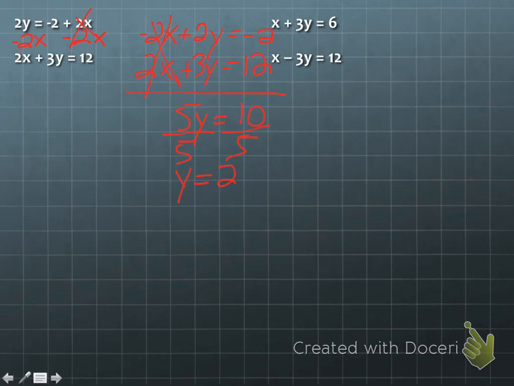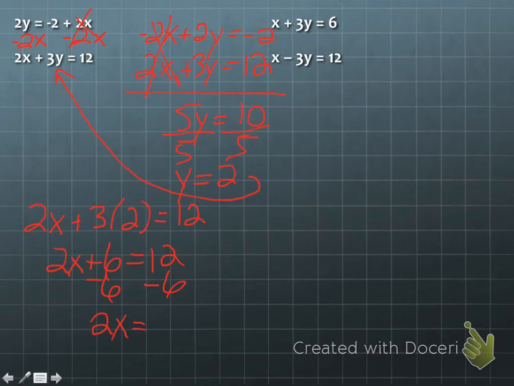Then to find out what x is, I can plug it back into my original equation. Doesn't matter which one, I'm just going to do the bottom one. So you get 2x plus 3 times 2 is equal to 12. So 2x plus 6 is equal to 12. Minus 6, minus 6. 2x is equal to 6. Divide both sides by 2. So x is equal to 3. y is equal to 2, so my ordered pair is (3, 2).